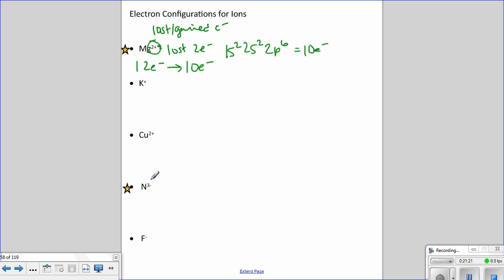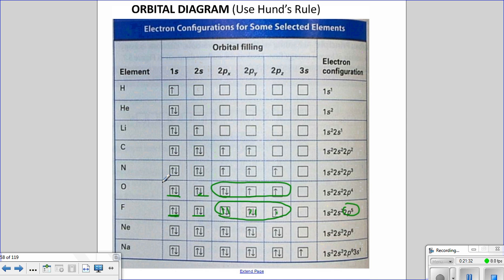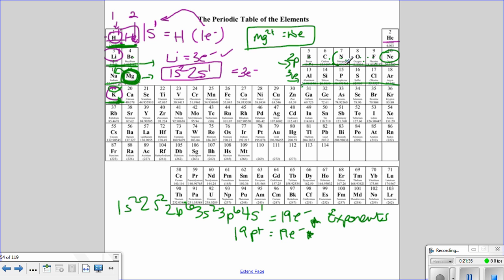Let's do nitrogen. Nitrogen has a 3- charge. So that means it's got more electrons than what it started with, so it gained 3 electrons. How do we see that on the periodic table? Right here. Here's nitrogen. Nitrogen gaining 3 electrons means it goes up 1, 2, 3. Guess what? It's also having the exact noble gas configuration of neon. So I'm adding it to my little box here.